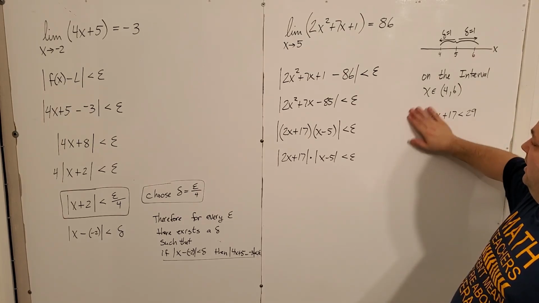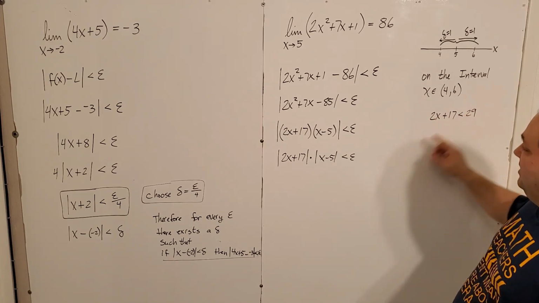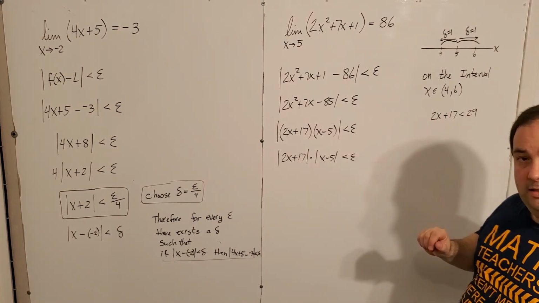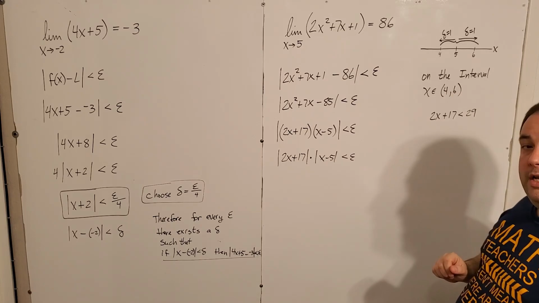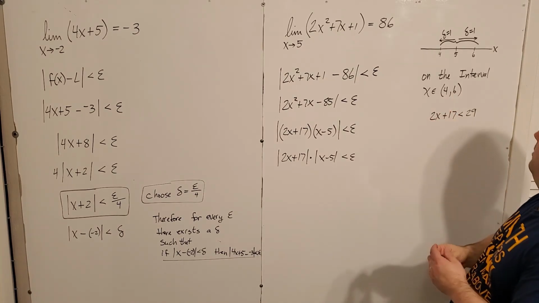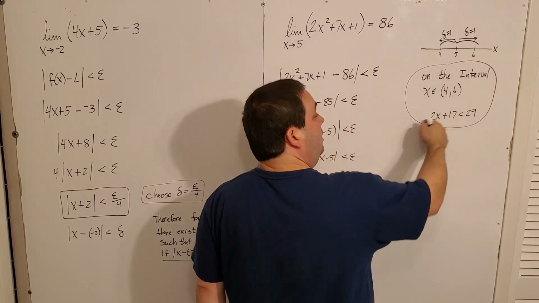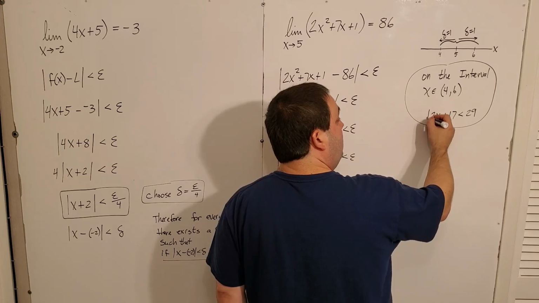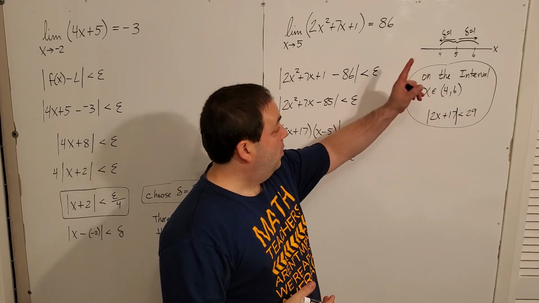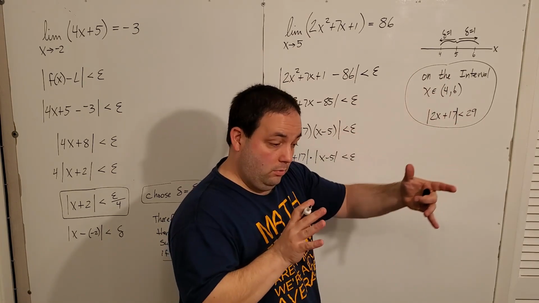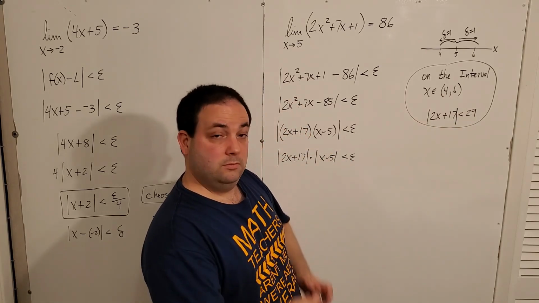Well, forget about the bigger than 25 part. It's the less than that I'm interested in. 2x plus 17 is less than 29 on this interval, okay? So on this interval, 2x plus 17, and look, if I throw absolute value on there, it doesn't matter. It's already positive anyway, right? So on this interval only, the 2x plus 17 will always be less than this output value, right?